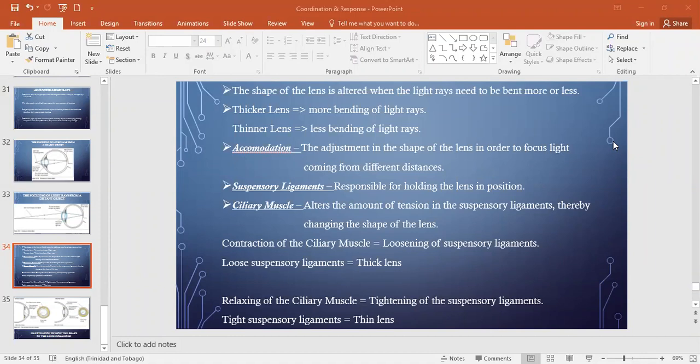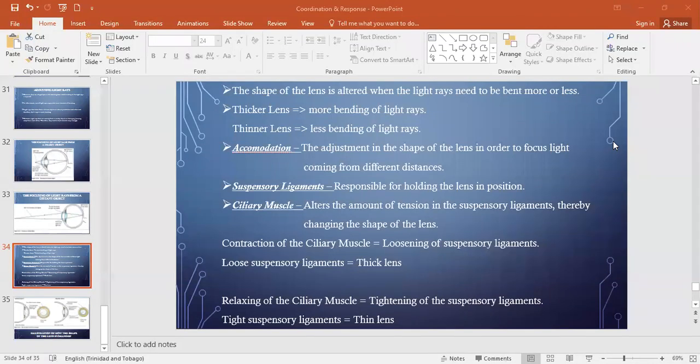Okay. Now, your lens is held in position by what we call suspensory ligaments, which hold the lens in position and prevent it from moving all over the place. It's kind of like your body's version of a glasses frame, which holds the lens in position so you don't have to keep holding it yourself. Your suspensory ligaments are responsible for holding your lens in place. And all of this is just developed in your body.